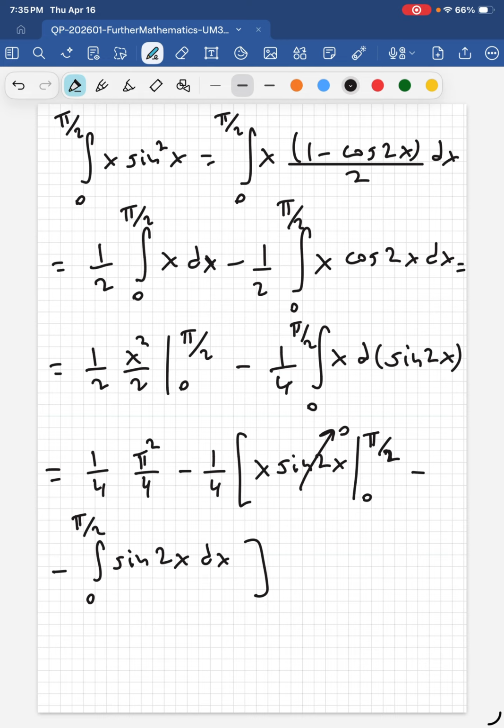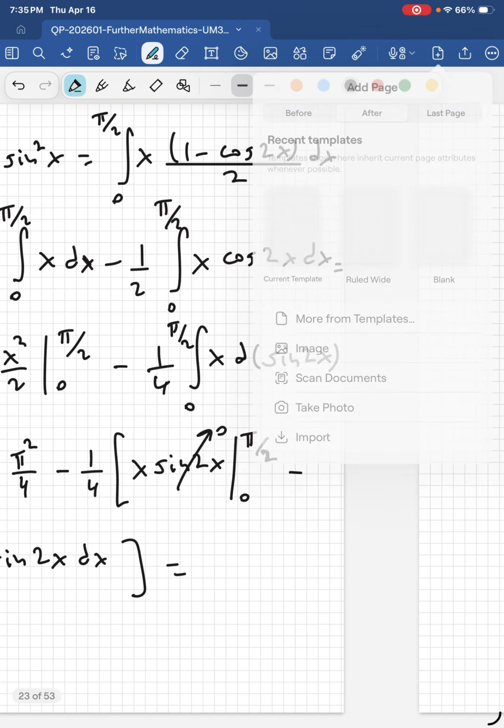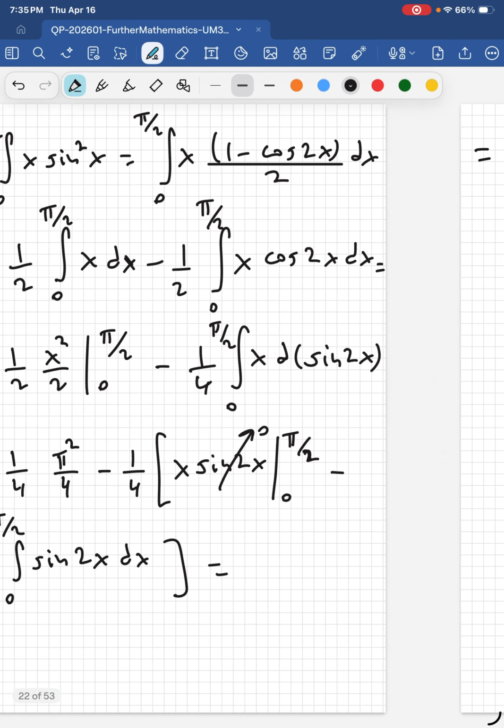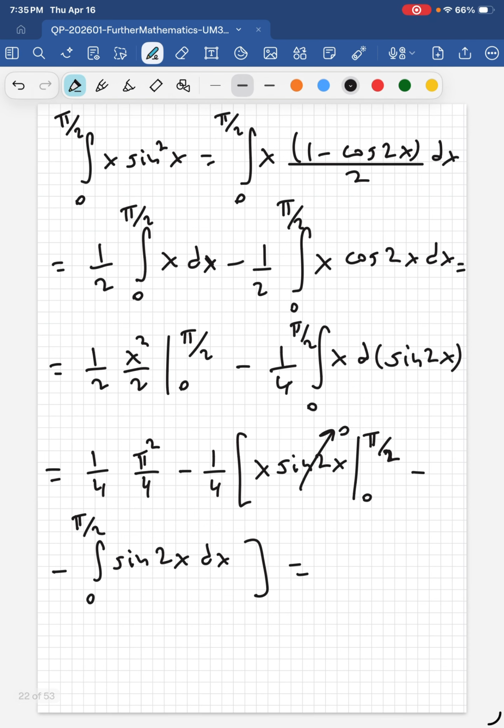Okay, so we are left with, we will need another clean page. We have pi squared over 16 plus, what did I do? Let me think.